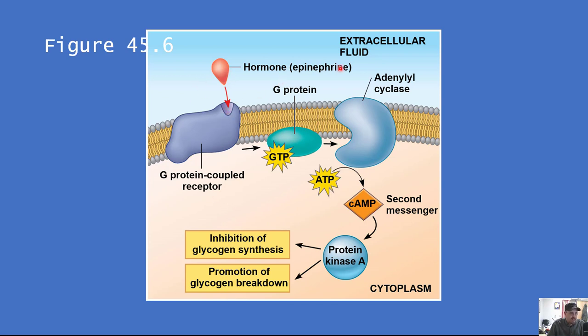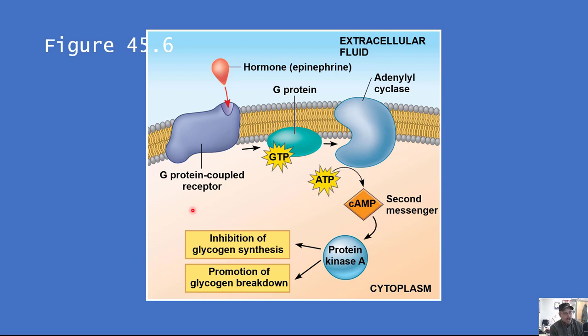In this case, it's epinephrine, so adrenaline, right? And that leads to this molecule being turned on by GTP, which is kind of like ATP. And then it sticks to this molecule, which causes ATP to turn on a second messenger, a different molecule, which then turns on this protein, which then leads to a number of things happening. In this case, inhibition of glycogen synthesis and promotion of glycogen breakdown.